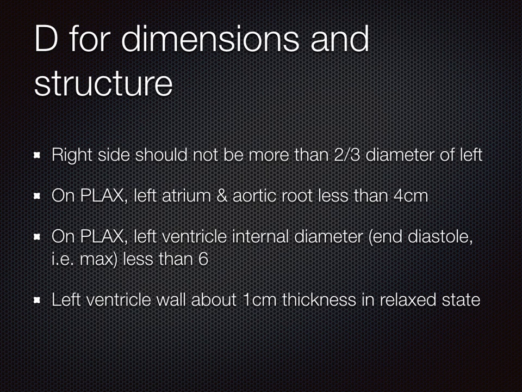So when you're looking at views where the right heart is adjacent to the left heart, so the views that you've learnt on in the podcast, such as the subcostal four chamber and the apical four chamber views, you can see them both side by side. And we know that certainly around the level of the mitral and tricuspid valves, the right side should not be more than 2/3 the diameter of the left. So we're not talking about minute changes, we're talking about quite obvious gross abnormalities of this particular ratio.